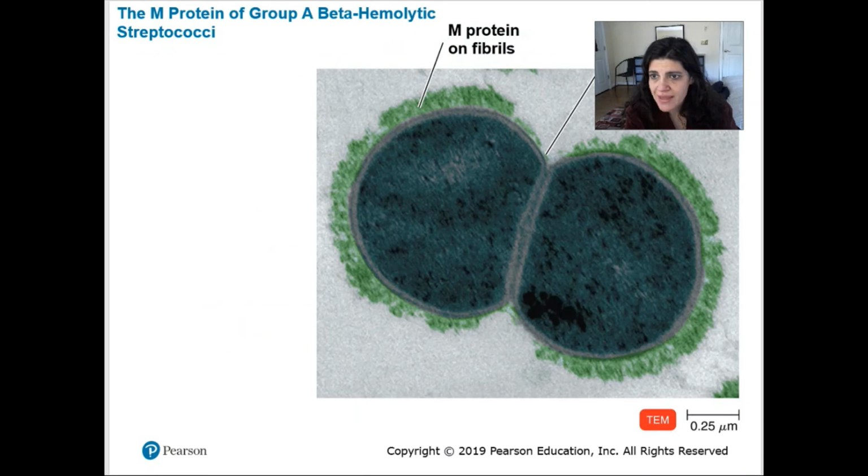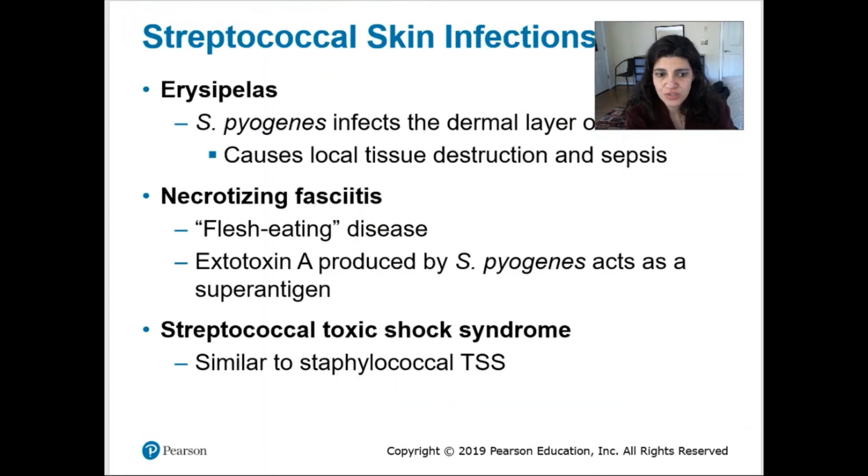Just to illustrate, that's showing here that these are the fimbriae, and that's where you have M protein that is important for adherence and to evade phagocytosis. Diseases caused by Strep pyogenes.